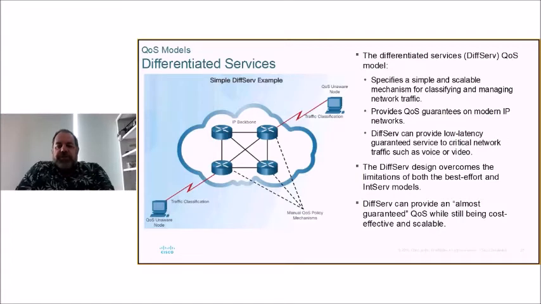Differentiated services. It specifies a simple and scalable mechanism for classifying and managing network traffic. It provides QoS guarantees on modern IP networks. DiffServ can provide low latency guaranteed service to critical network traffic such as voice or video. It overcomes the limitations of both best effort and integrated service models. DiffServ can provide an almost guaranteed QoS while still being cost effective and scalable.